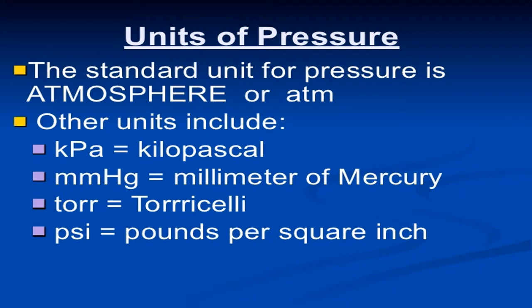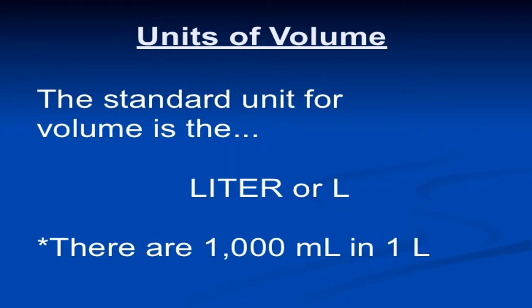Units of pressure. The standard unit for pressure is atmosphere or atm. Other units include kPa, which is kilopascal, mmHg, which is millimeter of mercury, torr, which is torricelli, and psi, which is pounds per square inch. Units of volume. The standard unit for volume is the liter or L. There are 1000 ml in 1 liter.